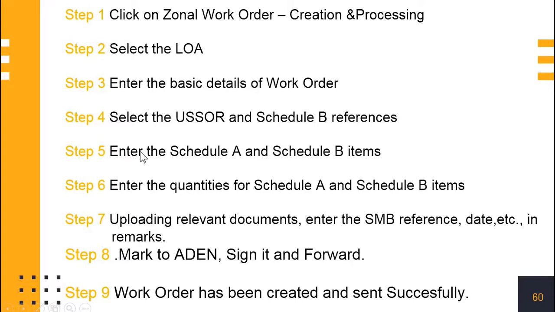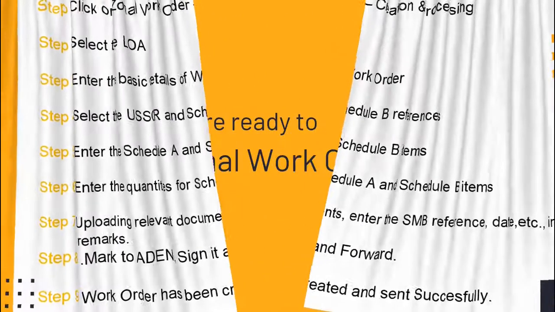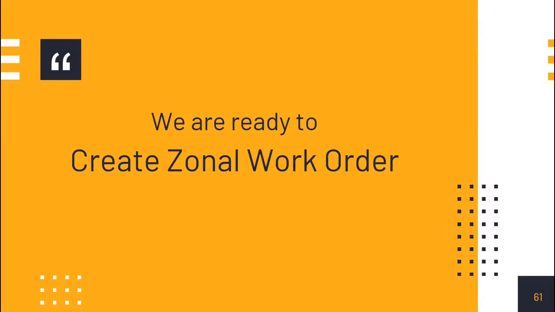enter the schedule A and schedule B items, enter the quantity for schedule A and schedule B, upload the relevant documents, enter the SMB reference, date, etc., mark to ADN, sign it and forward. Work order has been created and sent successfully. So we are ready to create a zonal work order.